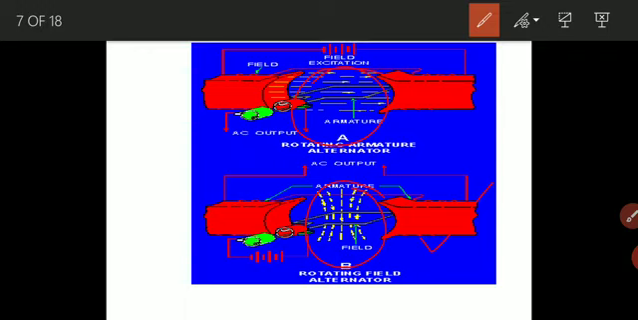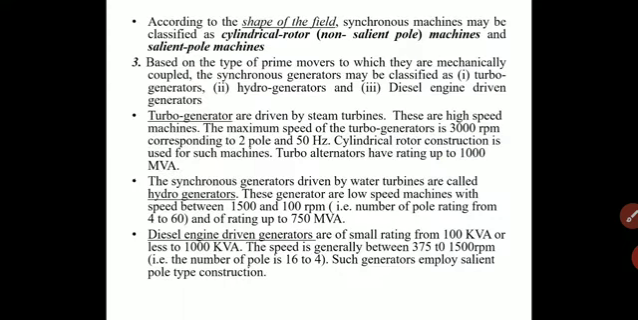Next, according to the shape of the field, a synchronous machine may be classified as a cylindrical rotor type machine and a salient pole type machine. This one we discussed in the construction part briefly.